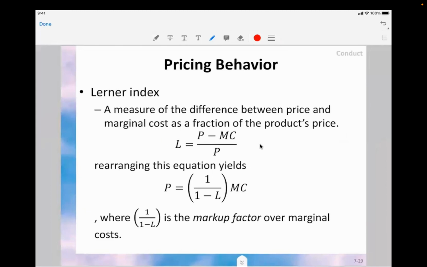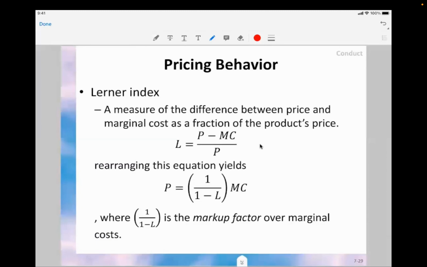In order to see this, we need an index. This index is called the Lerner Index. The Lerner Index is a measure of the difference between price and marginal cost as a fraction of the product price. So the Lerner Index is L = (P minus marginal cost) over P, where P is price, and marginal cost is the cost of an additional unit of goods that you want to produce. By rearranging the terms, we find P = 1 over (1 minus L) times MC.